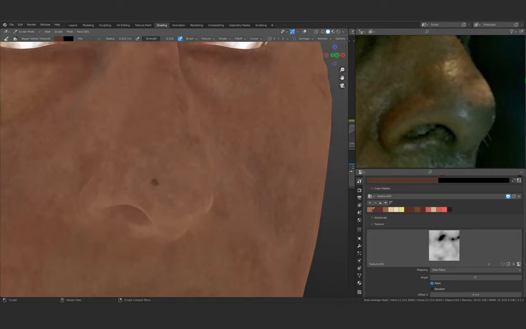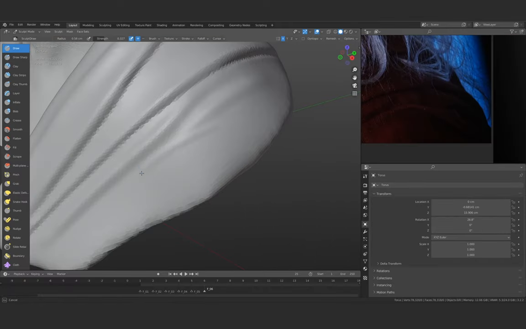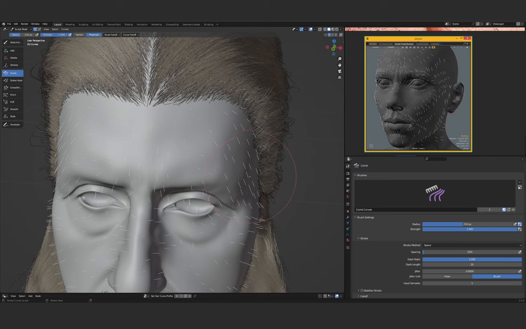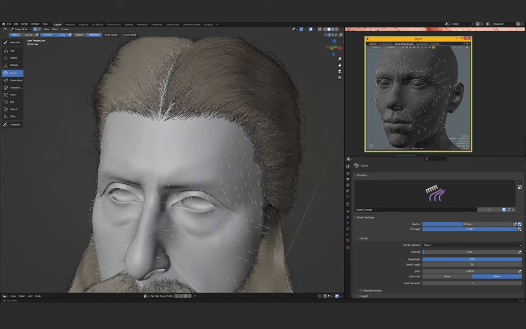After that, we are gonna do the clothes and the grooming, so basically it's gonna be the full process of creating the portrait from start to finish.